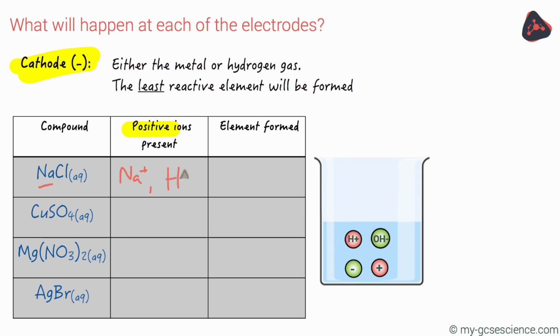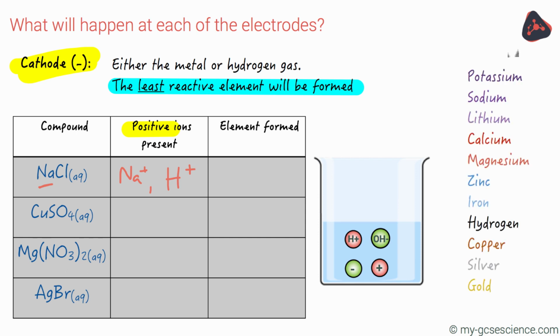Now let's look at the rules. We know that the element formed at the cathode will either be the metal from the ionic compound or hydrogen gas made from the hydrogen ions. But what we don't know yet is that the least reactive element will be formed. So in order to decide which of these elements is going to be formed at the cathode, we need to refer back to the reactivity series. Here is hydrogen in the reactivity series.